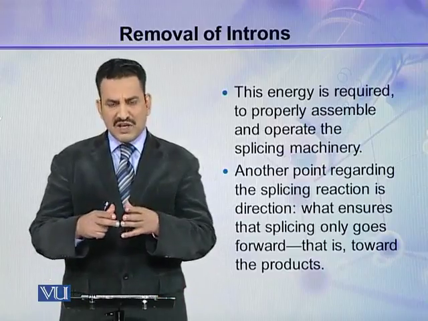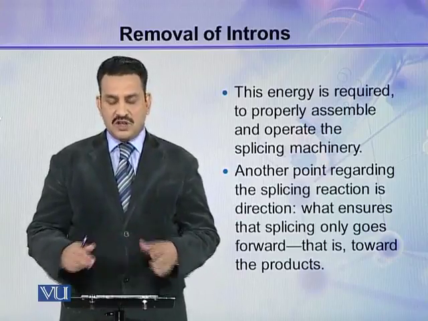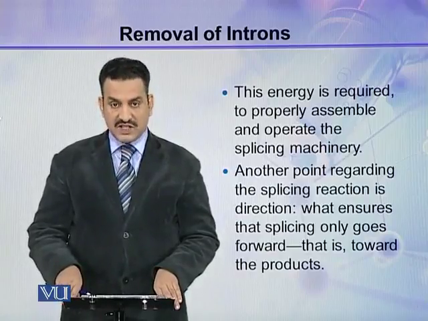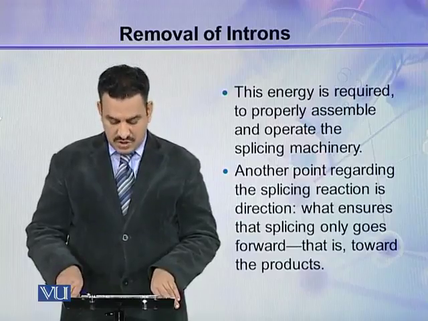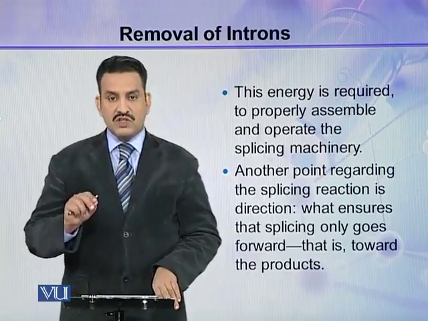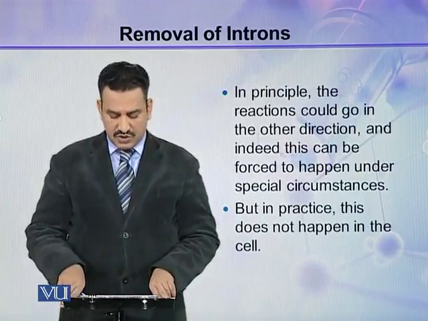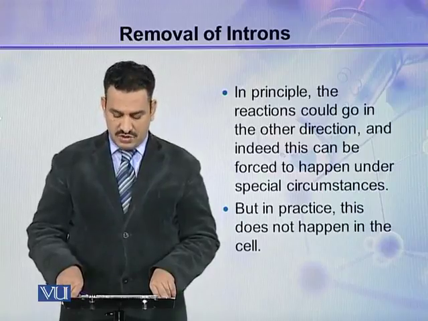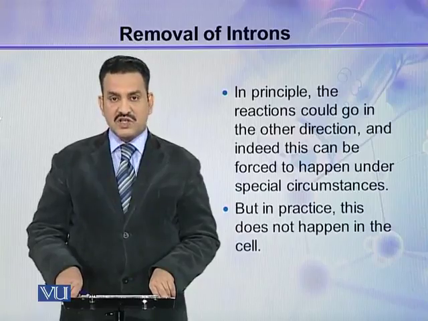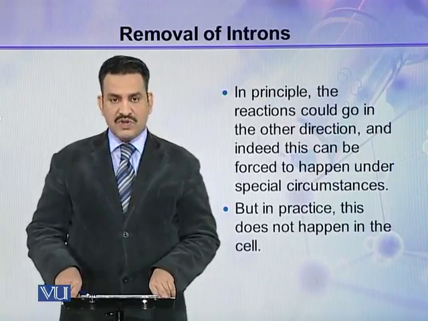So energy is needed for assembling and for the operation of this machinery, and this energy is supplied by ATP hydrolysis. Another point regarding the splicing reaction is direction. What ensures that splicing only goes forward, that is, towards the formation of products? In principle, the reactions could go the other direction, and indeed this can be forced to happen under special circumstances. But in practice and under normal conditions, this doesn't happen in the cell.